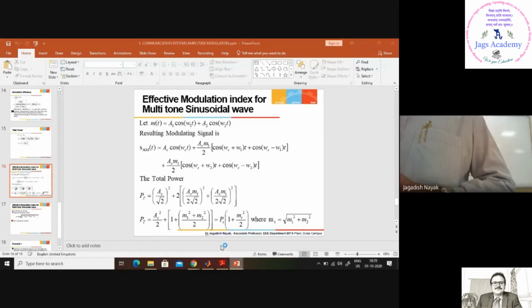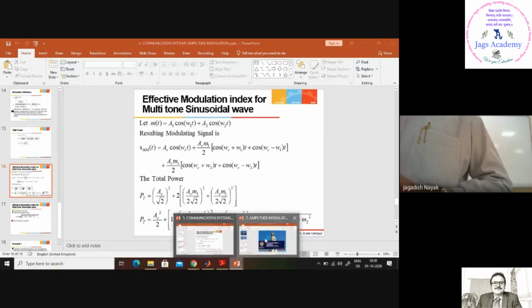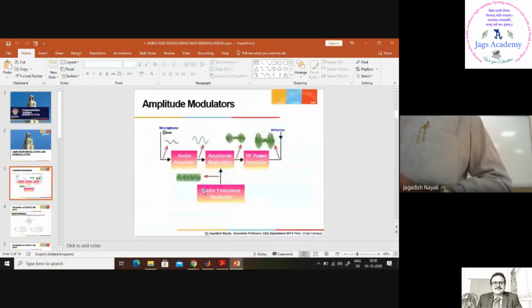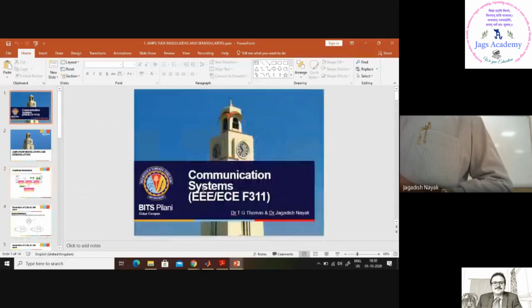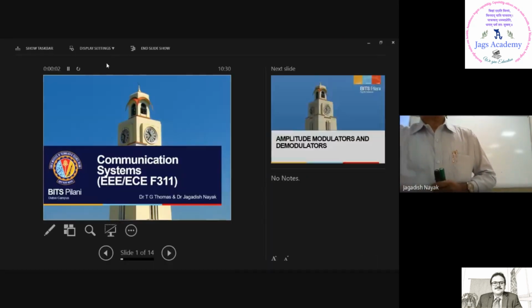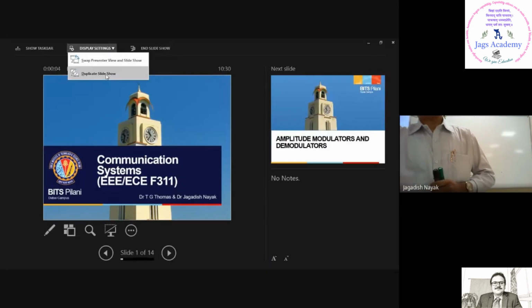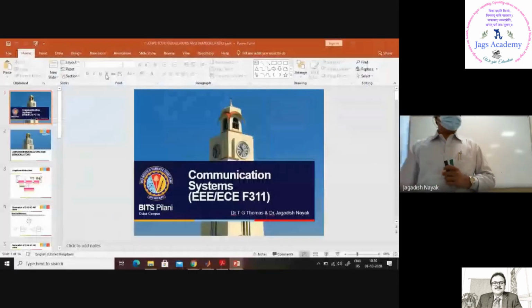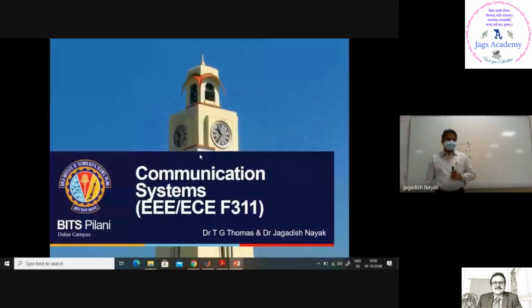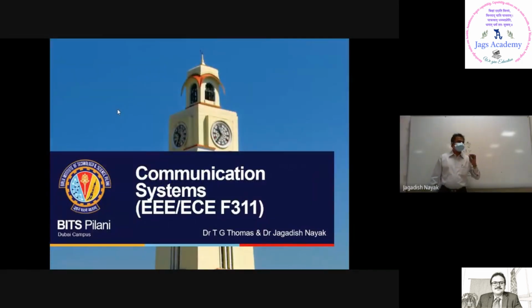Now, how to generate this? Let us see how to generate an AM modulated wave. Okay. All of you know at this point what an AM wave is, right? And what is its equation?